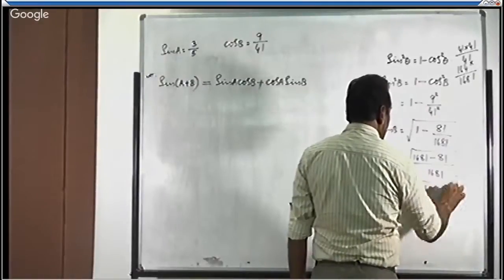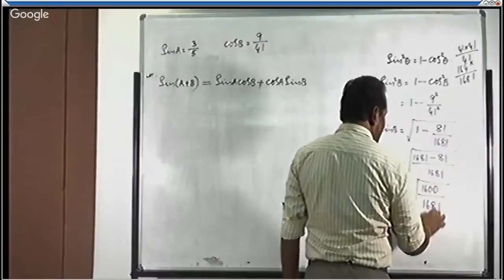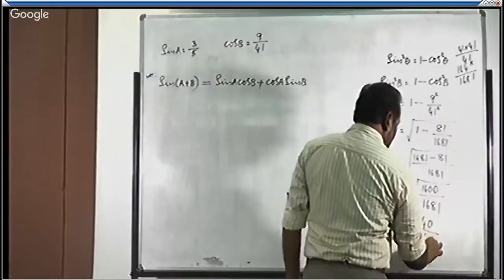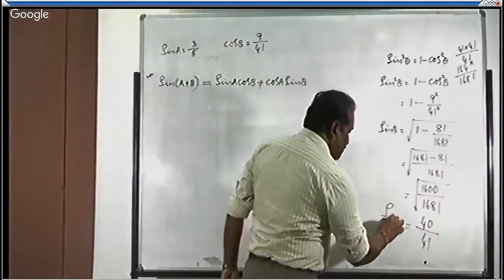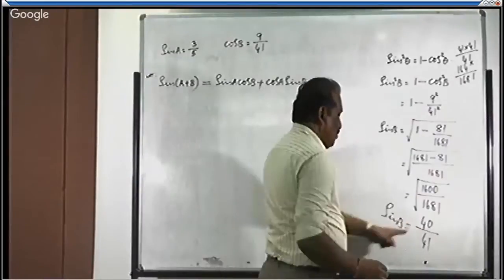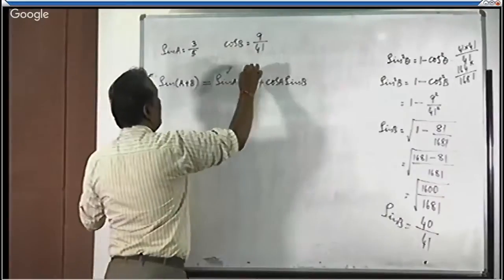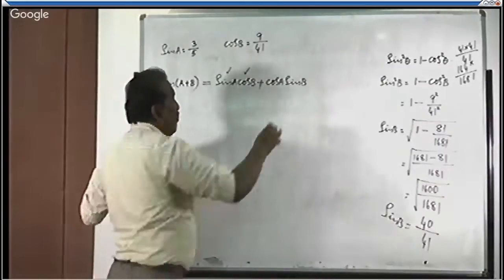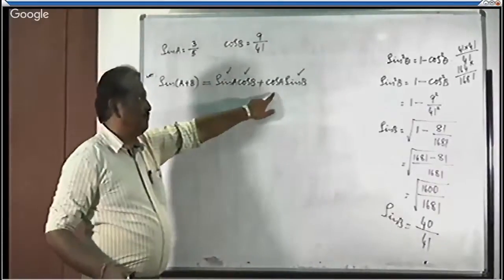Both are under the square root. If you remove the square root, 40 square is 1600, and as we all know, 41 square is 1681. Therefore, the value of sin B is equal to 40 by 41. Now we have a value for sin A, we have a value for cos B, and just now you found the value of sin B also. What is required is cos A, right?